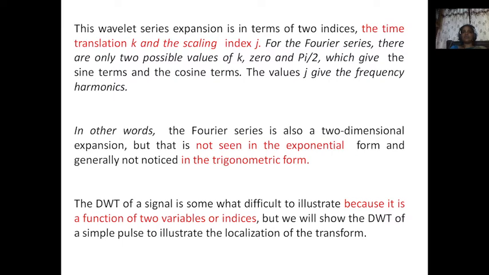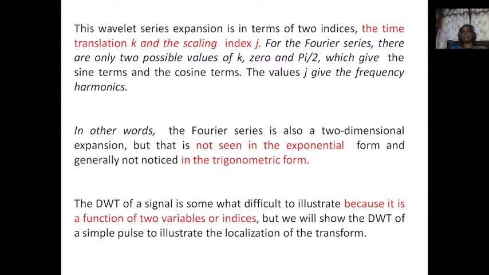The wavelet series expansion is in terms of two indices, the time translation K and the scaling index J. That means as you change the K value, the mother wavelet is translated on the time axis. When you change the J index, the mother wavelet is scaled, that means on the frequency axis. For the Fourier series, there are only two possible values of K, 0 and pi by 2. That means the original sine wave translated by pi by 2 will give you the cos function. Those are the basis functions for the Fourier series, which give the sine terms and cosine terms.